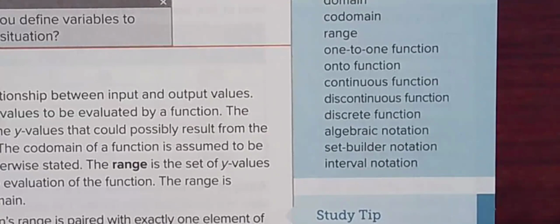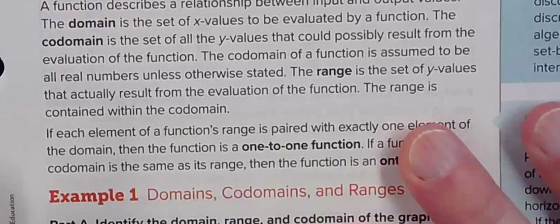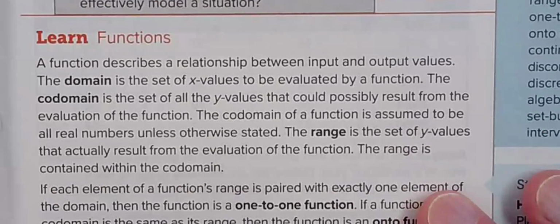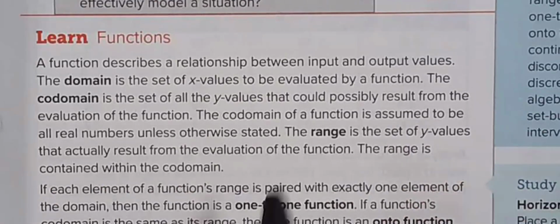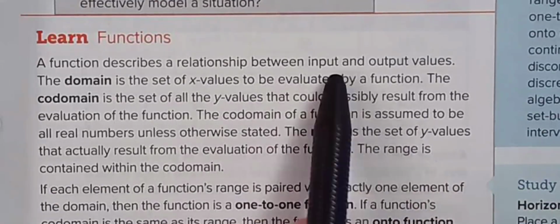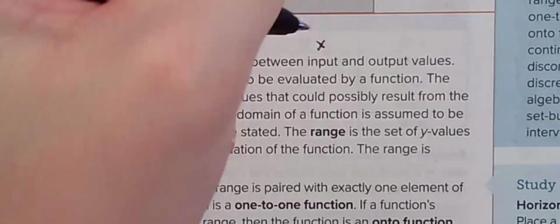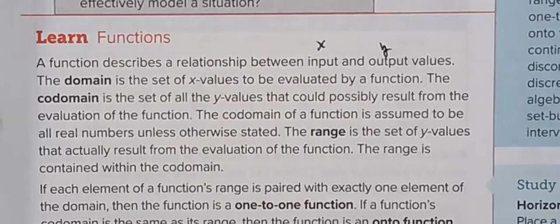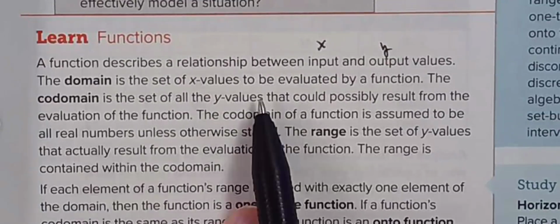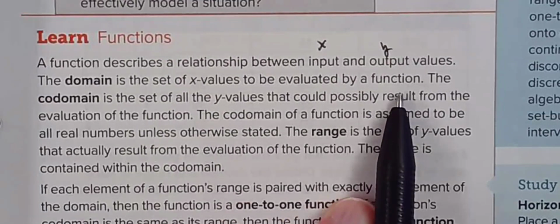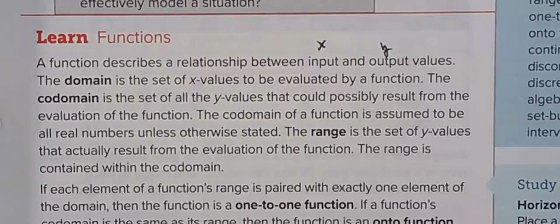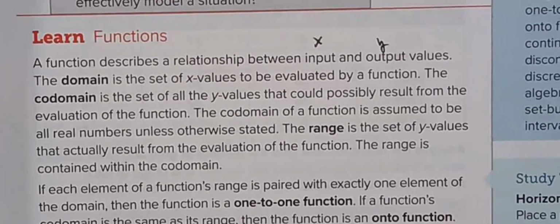All right. So I'm just going to go back, and we're going to introduce things from a basic level here. So a function, you've seen this before. A function describes a relationship between input, x, and output, y values. And if you want to put a little x above the input and a little y above the output as a reminder, that's never a bad idea. The domain is the set of x values to be evaluated by a function. The codomain is the set of all the y values that could possibly result from the evaluation of the function.